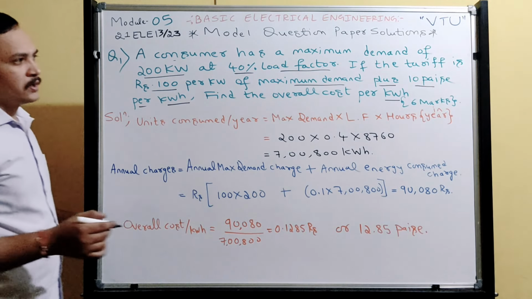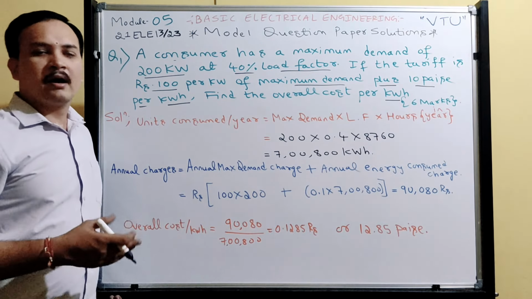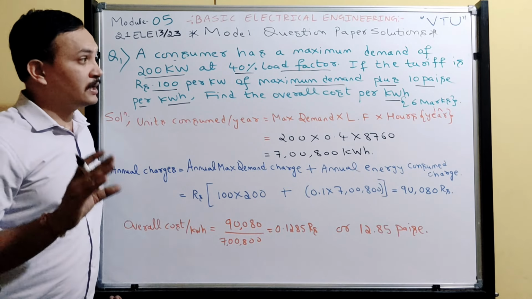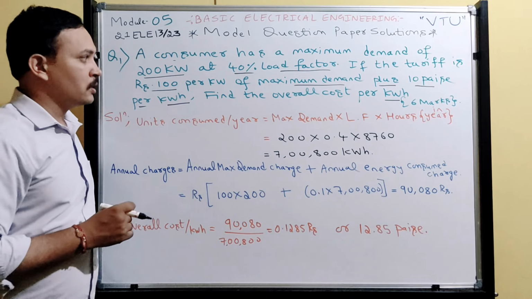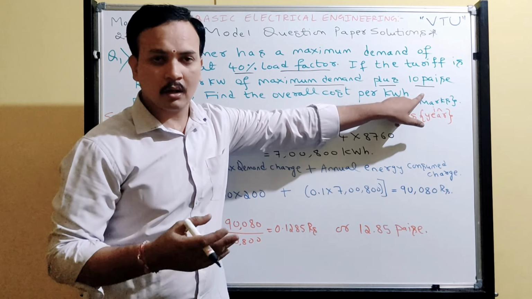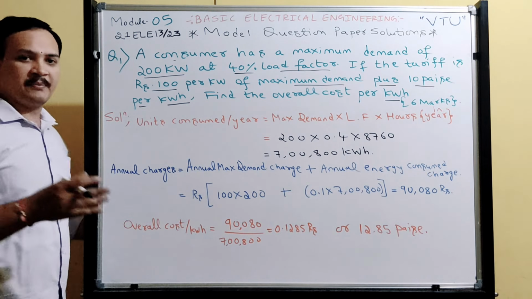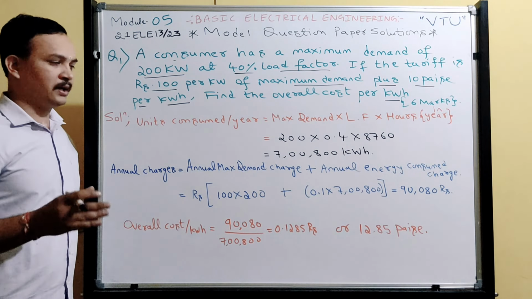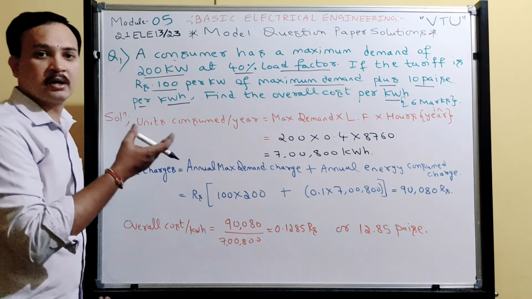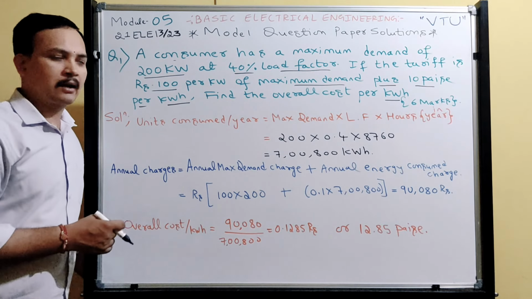We can calculate the overall cost on a daily basis, on a monthly basis, or on a yearly basis. That is not clearly given in the question, whether you have to calculate overall cost per annum, per month, or per day. So basically I solved this problem by considering per annum, per year. If you know the entire cost per year, you can easily find the cost per month, and also the cost per day.